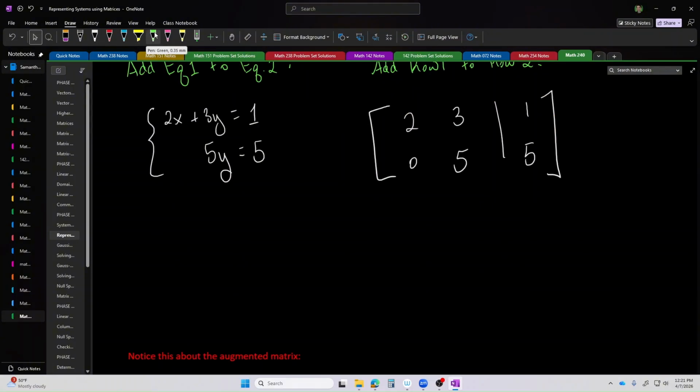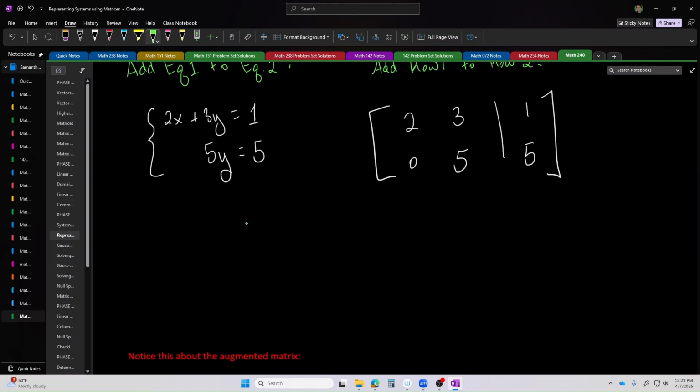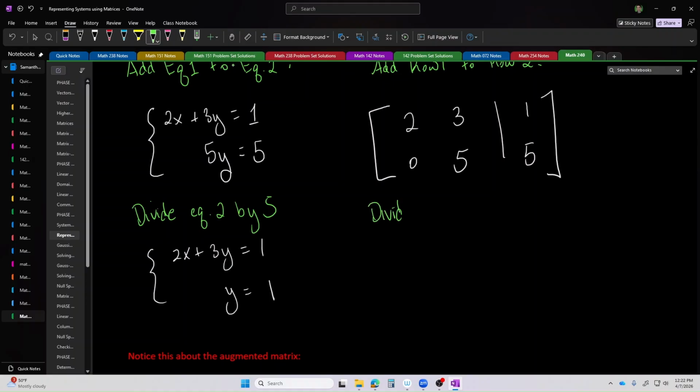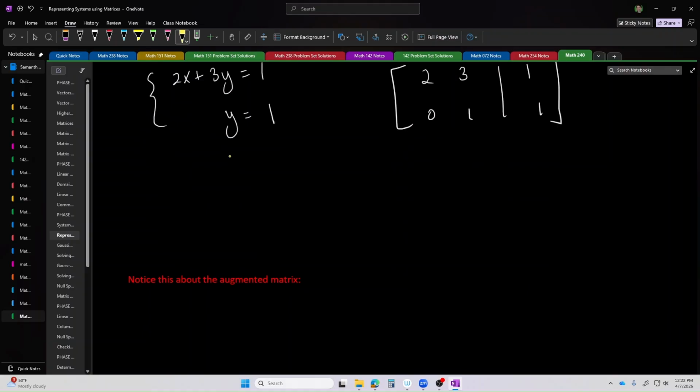And so finally, we're at a point where you could relatively easily solve this second equation in the system for y. Specifically, to solve this second equation for y, we would divide equation 2 by 5. And that would turn this second equation into a clearer statement about y, which is that y is equal to 1. The corresponding action on the augmented matrix is to divide row 2 by 5. So after that, we would just end up doing back substitution to find x.